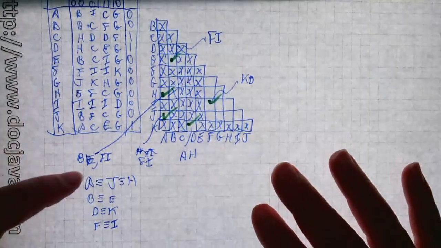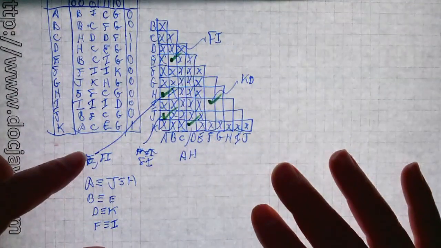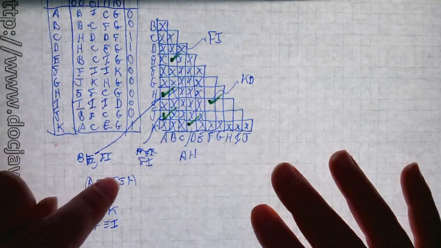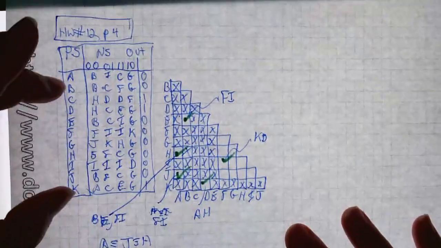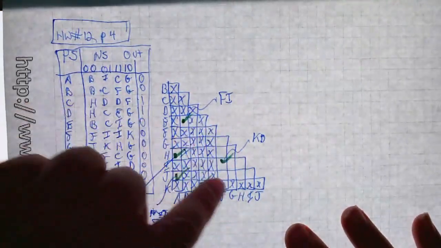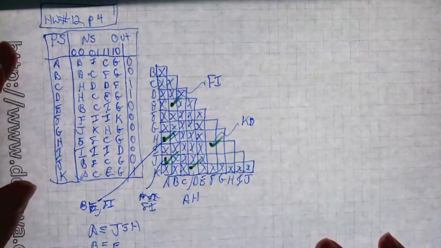So this is what we have so far in terms of our equivalencies. And so we've removed 1, 2, 3, 4, 5 states from this diagram. Let's see if we can remove some more by doing some more inspections.